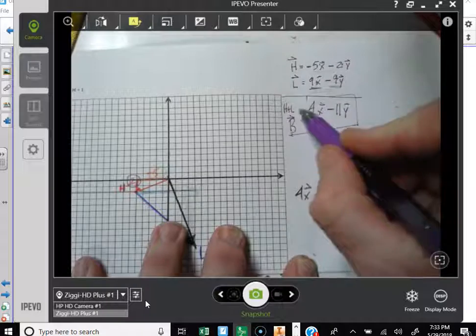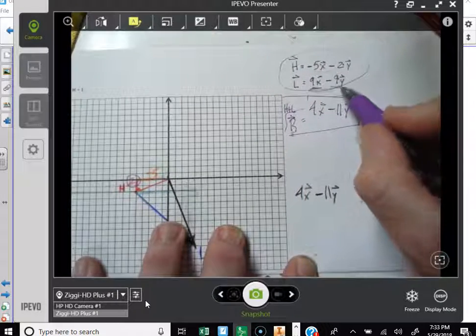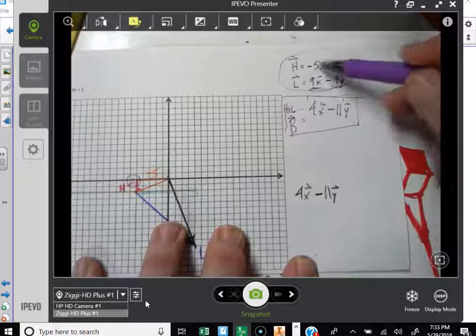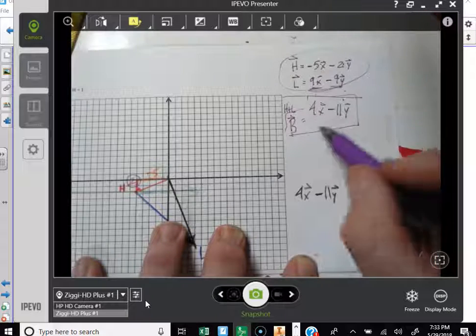So notice, if you have it in component form, adding vectors is extremely easy. X's with x's, y's with y's, and you're done.